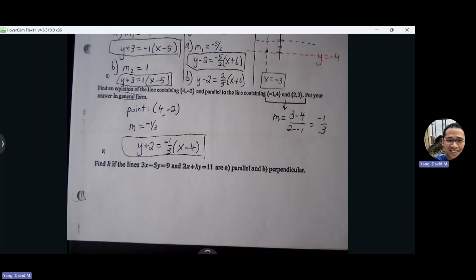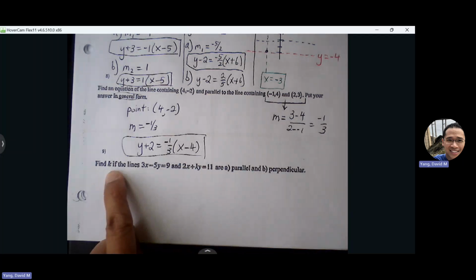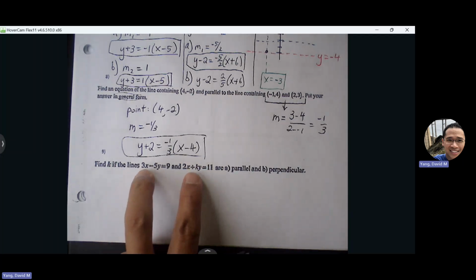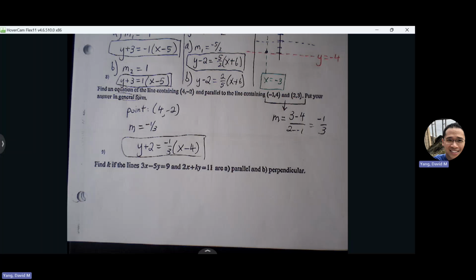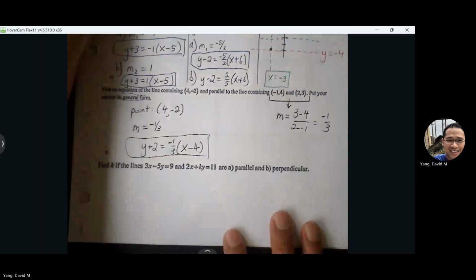All right, number 9. Find K if the two lines are, for one scenario, parallel, and the second scenario is where they're perpendicular. Don't worry about that K for now. Get both of these into slope-intercept form so we can pull the slope. So let's find what the slopes are for both these lines, and then we can worry about the next step later on.